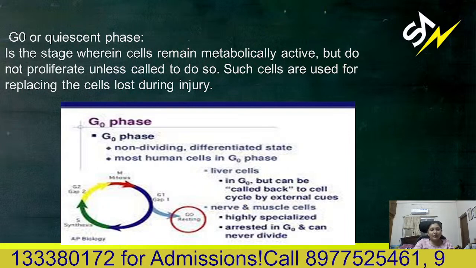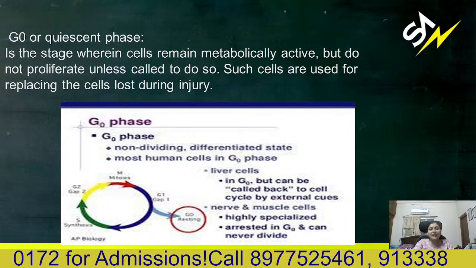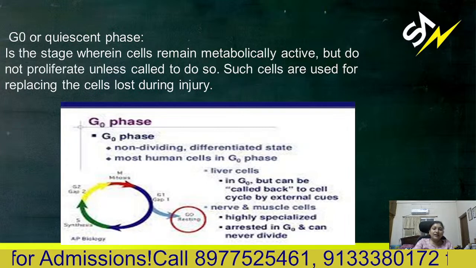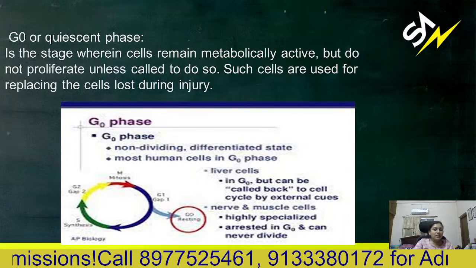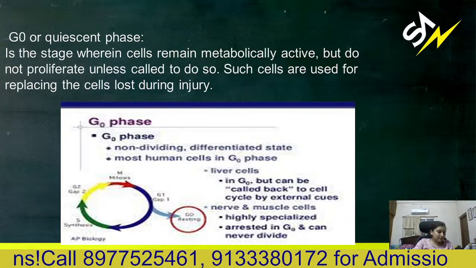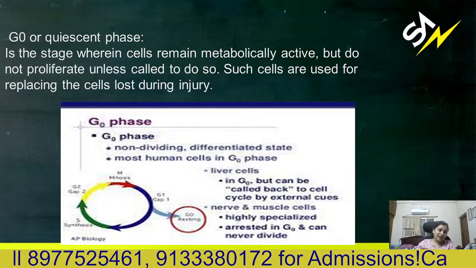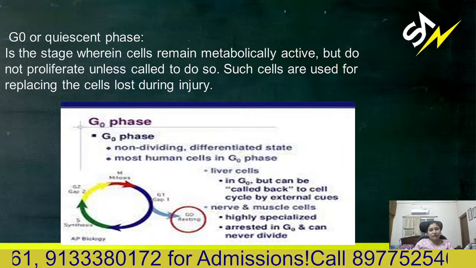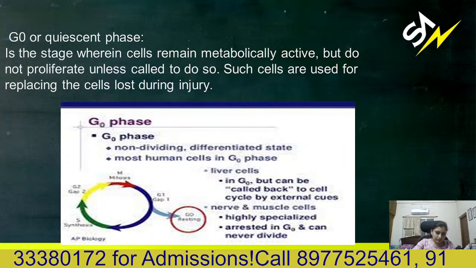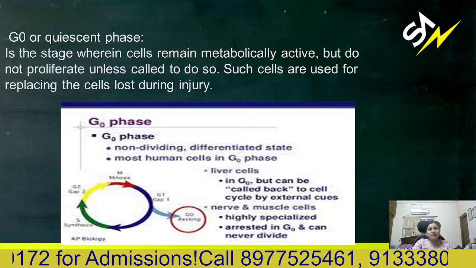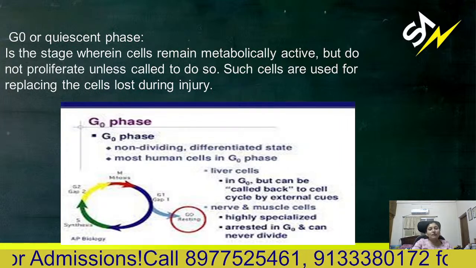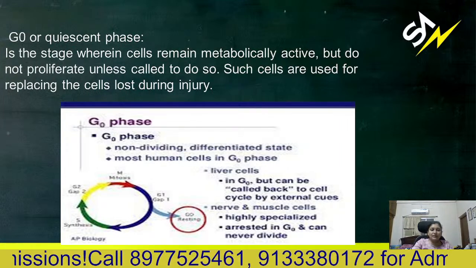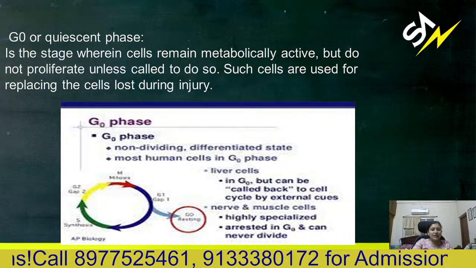Nerve and muscle cells, which are highly specialized, are arrested in G0 phase. They can never divide further. Whenever any nerve cell is dead, it's dead forever. It will never divide. Liver cells can go back. They can be called back again whenever there are external cues.